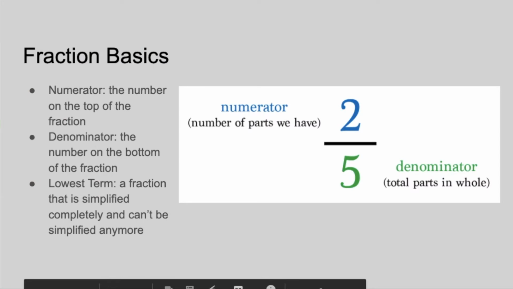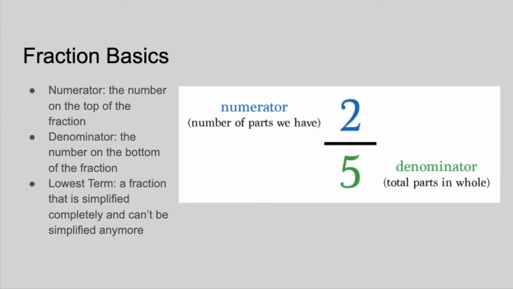First, some basic terms that you'll need to know during this lesson are the numerator, which is the number on the top of the fraction, or the number of parts that we have, and the denominator, which is the number on the bottom of the fraction, or the total parts that you have. An example of this would be if you ate 2 pieces of pizza, but there were a total of 8 pieces of pizza, the fraction would be 2/8.